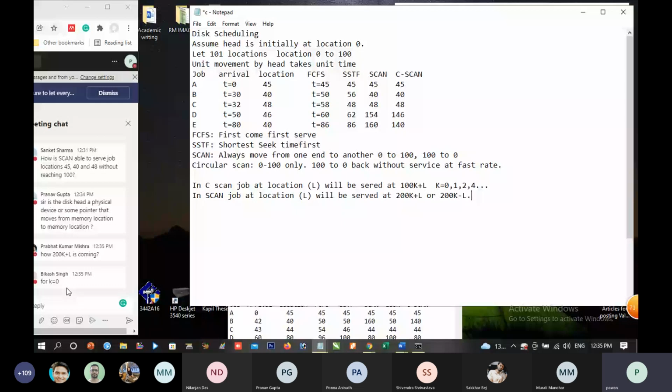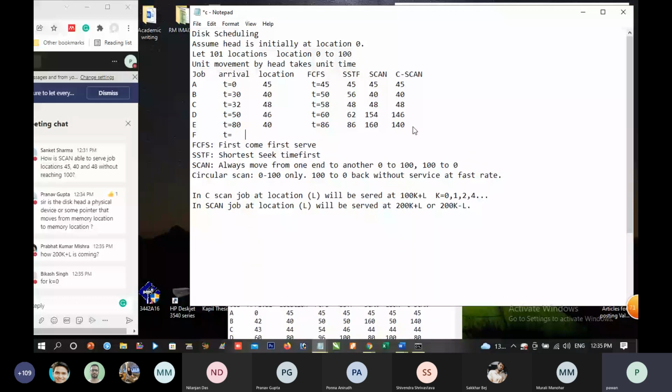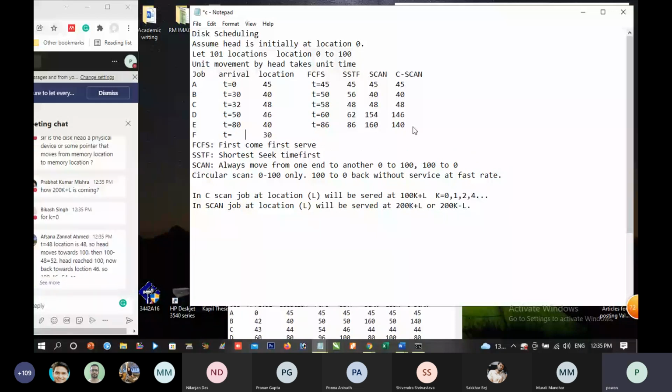If a job F arrives at time t equal to, we shall see, which is at the location 30, at time t equal to 172, then it will be served at time t equal to 230 only in scan and circular scan. Do you understand this?